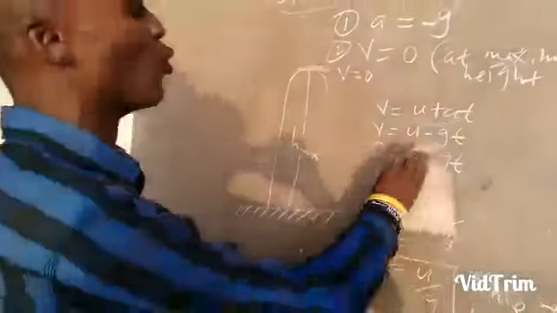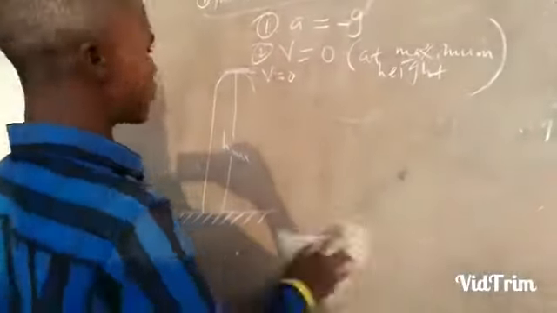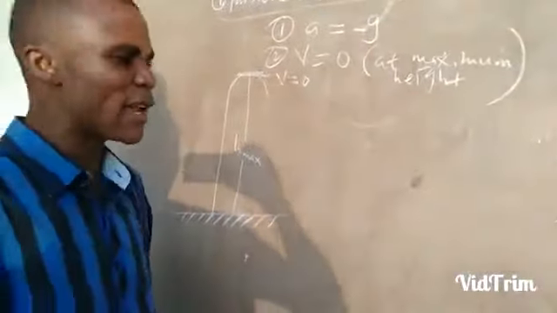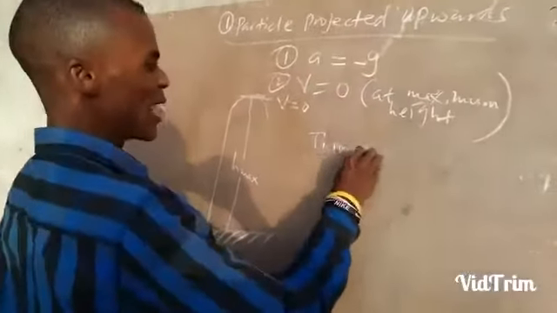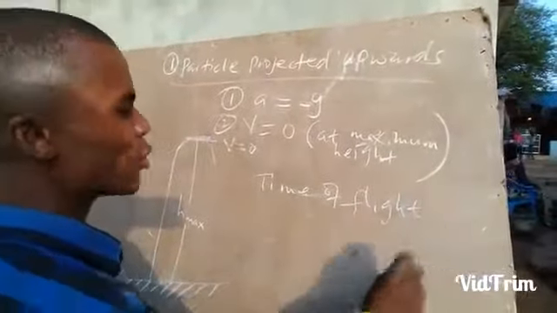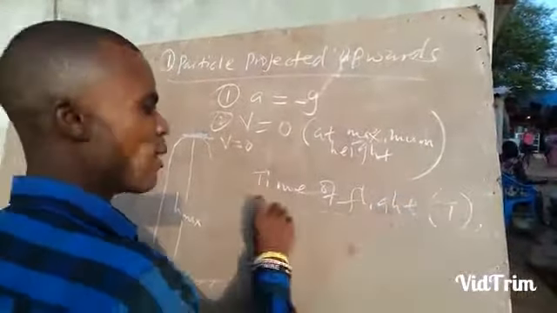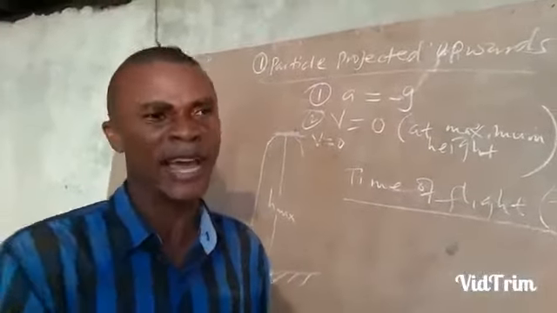Another thing you should know, still under this motion. If we still want to progress under this motion, let us now look at time of flight. We now want to look at time of flight. The symbol we use for time of flight is capital T. What do we call time of flight? Time of flight is the time taken by the object to be in air.